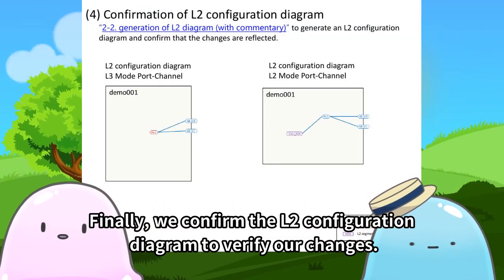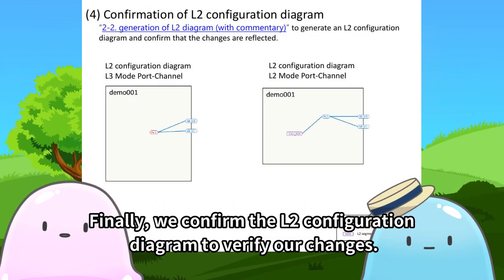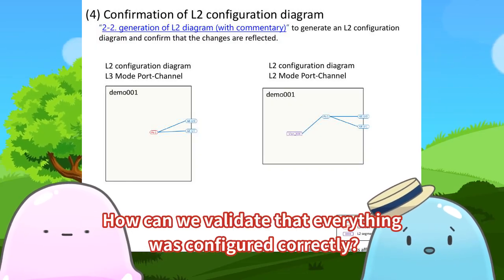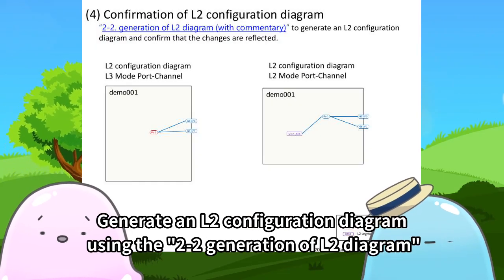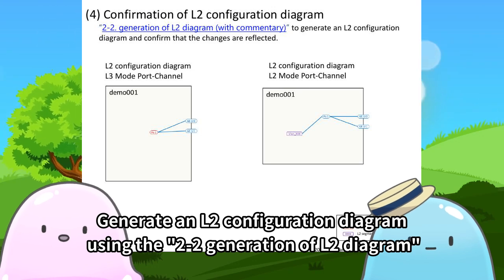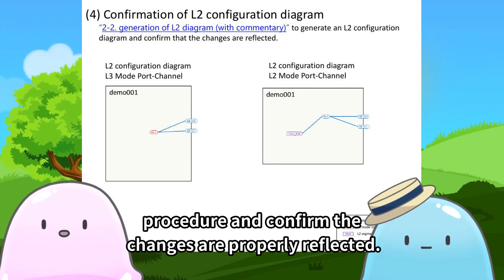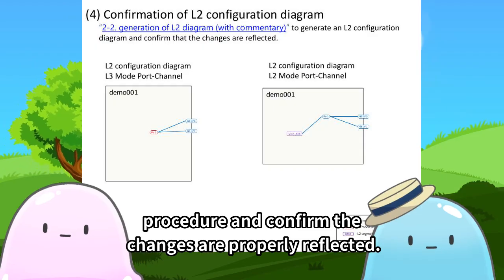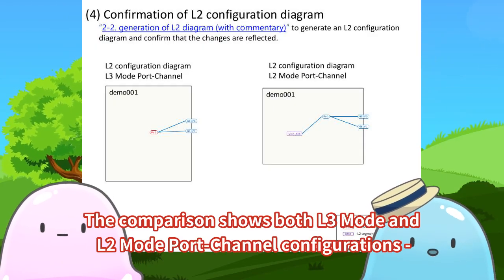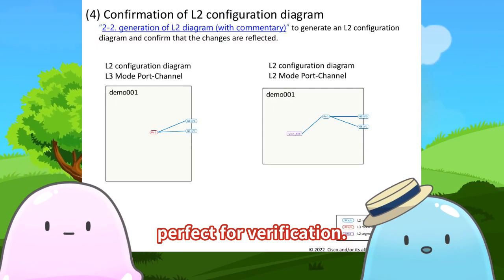Finally, we confirm the L2 configuration diagram to verify our changes. How can we validate that everything was configured correctly? Generate an L2 configuration diagram using the 2-2 generation of L2 diagram procedure and confirm the changes are properly reflected. The comparison shows both L3 mode and L2 mode port channel configurations, perfect for verification.